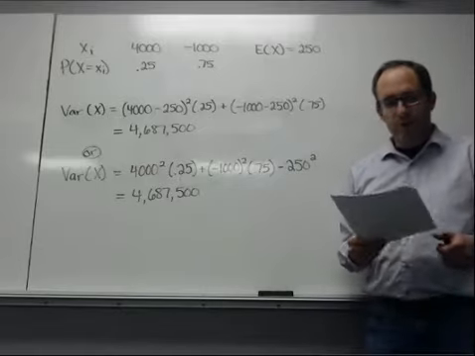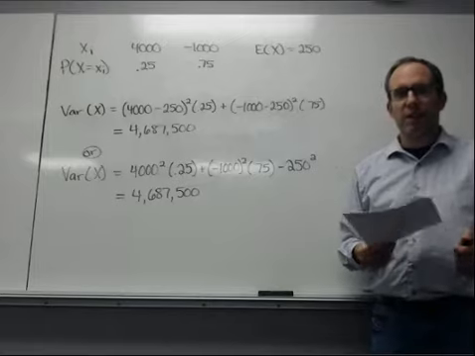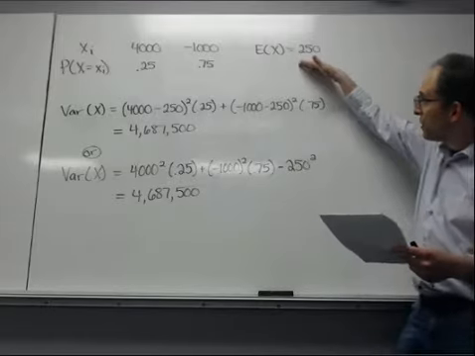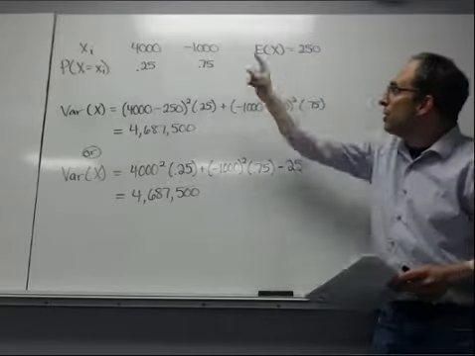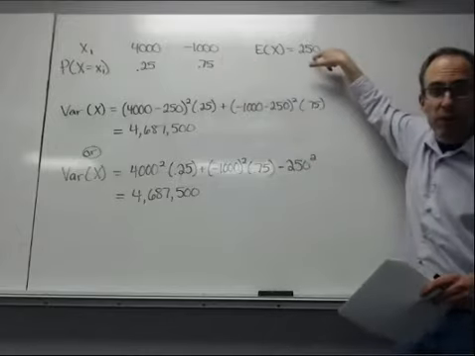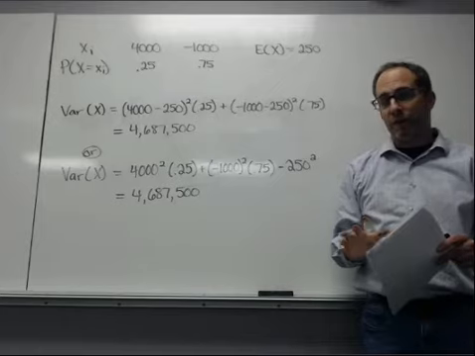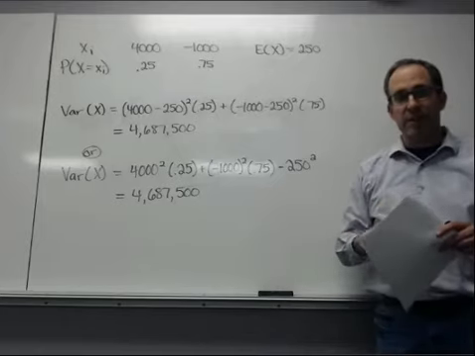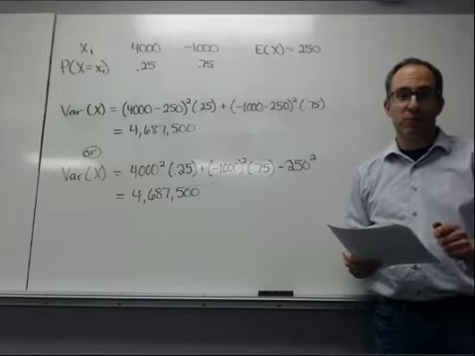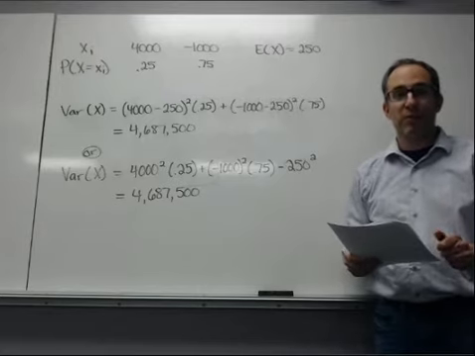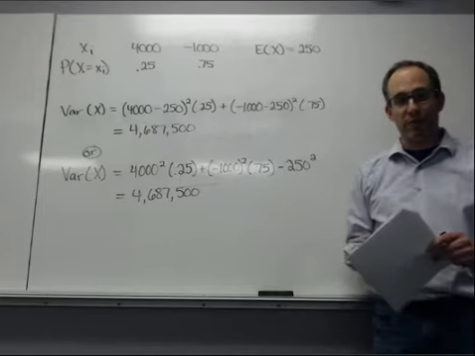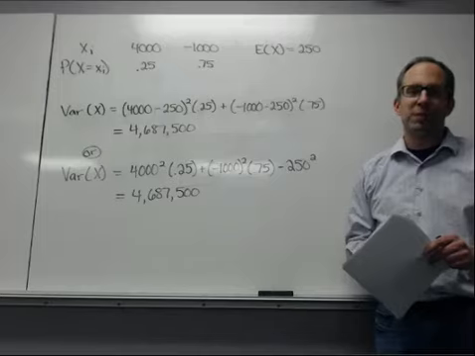If there's anything else that's worth saying about the variance, it's that its units don't match the units of the initial distribution up here or the expected value. 4,000 and negative 1,000, those are in dollars. The 250 right here, that's also in dollars. However, the variance, because that's the average squared distance from the mean, the units are squared too. So the variance is actually in square dollars, whatever those are. If you would rather have all of the units match, then you want the standard deviation.